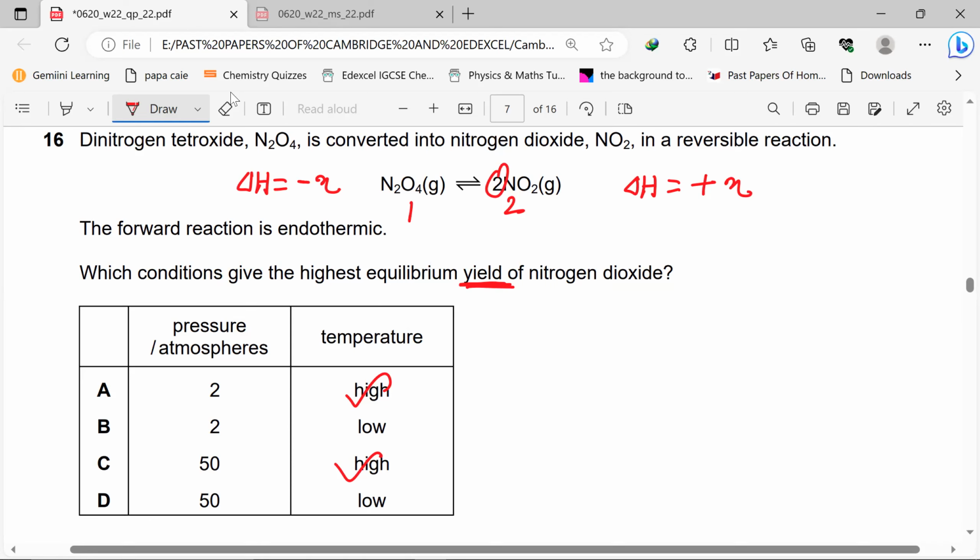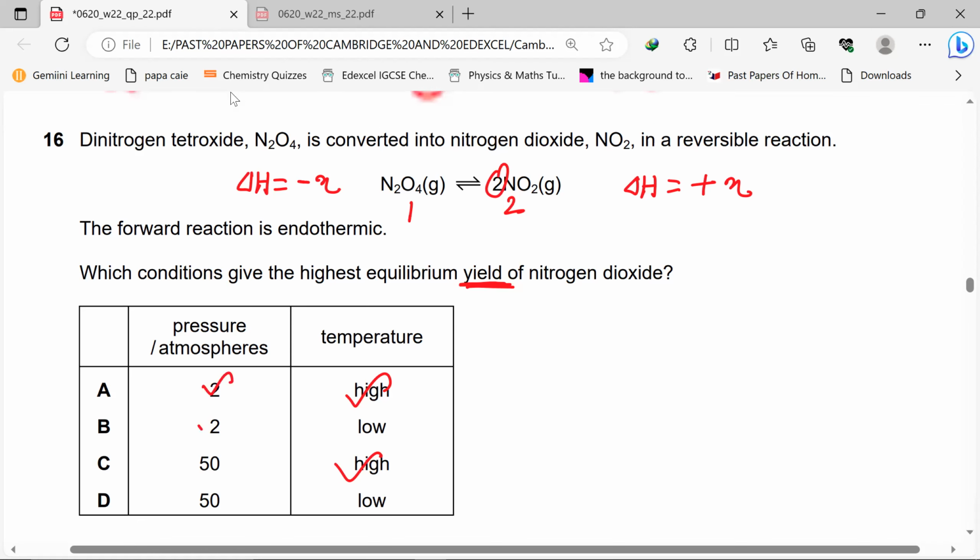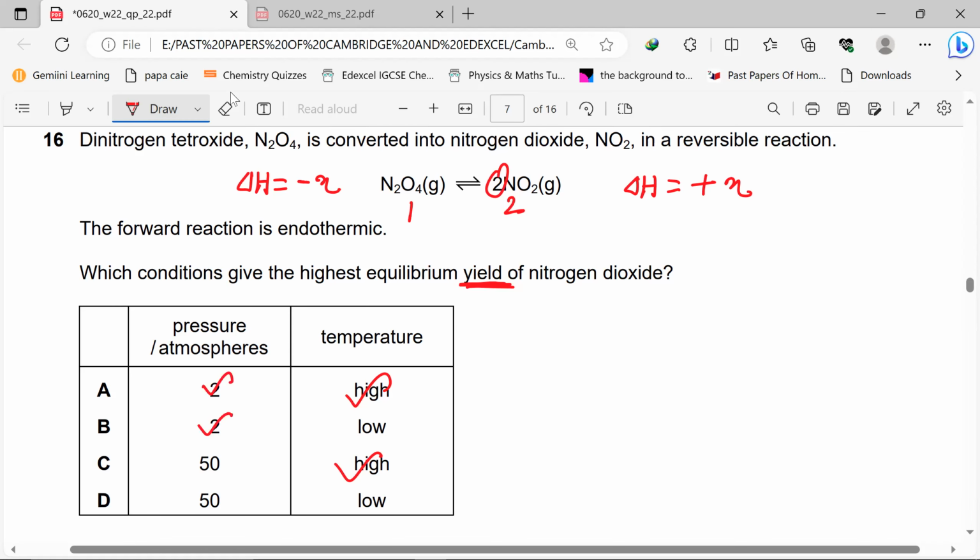So if we decrease the pressure, equilibrium will shift to the side with more moles of gas. So 2 and 2 should be the only correct answer. You have fewer moles, so equilibrium shifts to the side where we have more population. Less pressure means more volume, more bedrooms. That's how you need to remember.